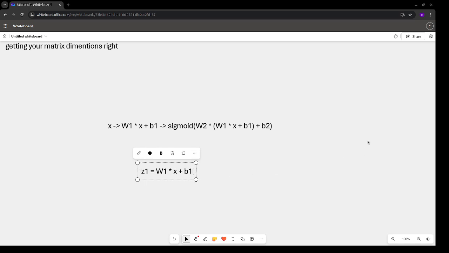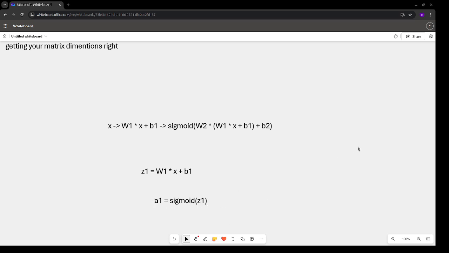Z1 equals W1 X plus B1, where W1 is a matrix with shape N by M, B1 is a vector of shape N comma something, X is a vector with shape M comma something, and Z1 is a vector with shape N comma something. The first layer then applies the activation function to the output of the linear transformation. So that's our activation function.